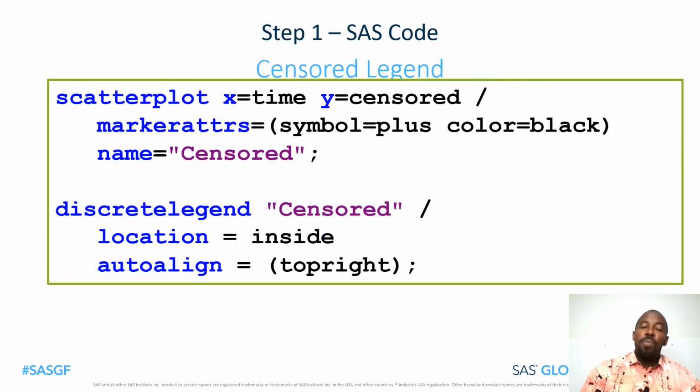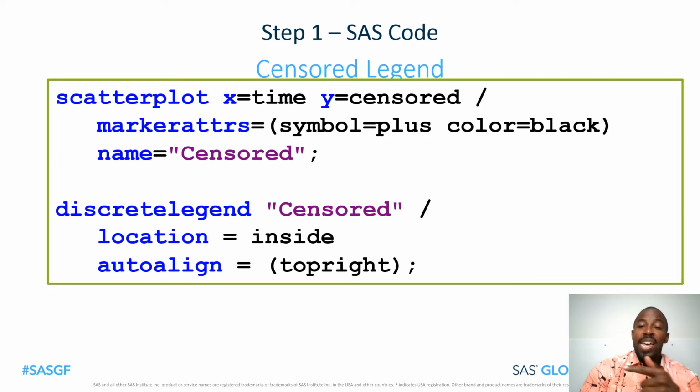How do we produce the legend which denotes the censored values? Some of you may be wondering. You can use the layout statement in conjunction with the discrete legend statement to produce the censored legend. Here, the markers option denotes the attributes which are shown in the legend. You can see that the options symbol equals plus and color equals black are specified, and so these attributes will appear in the legend.